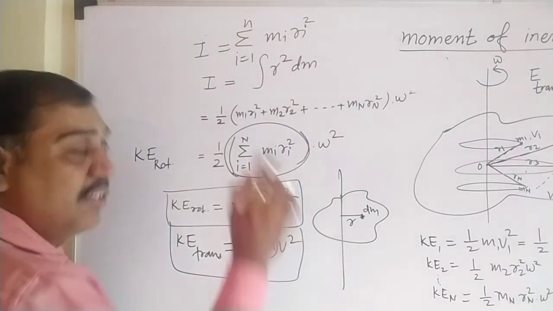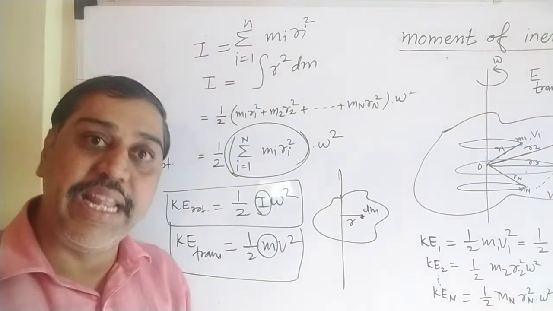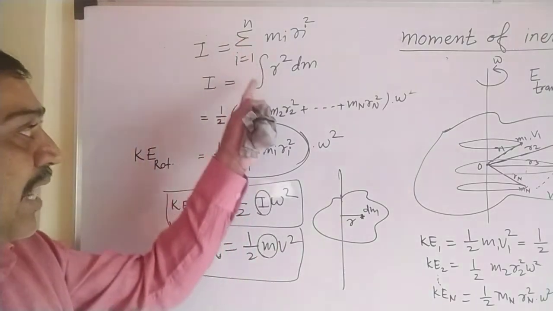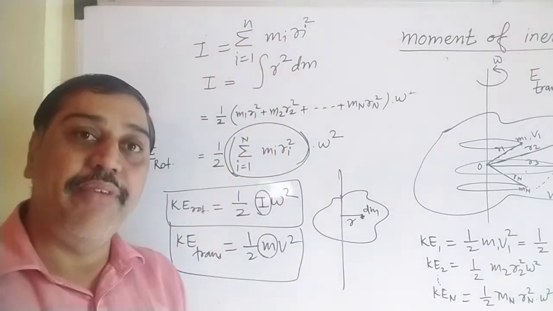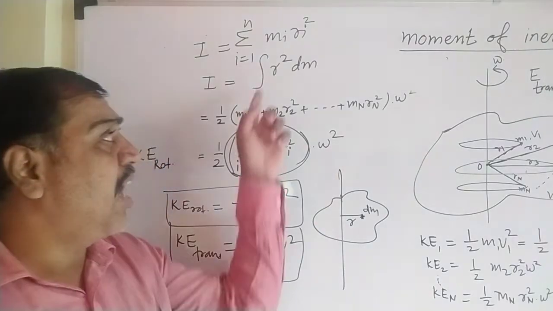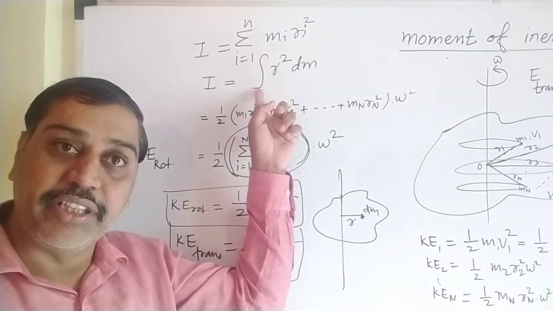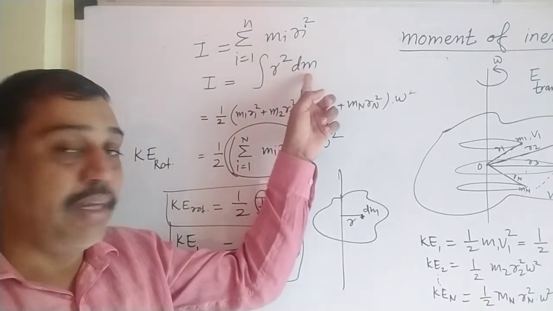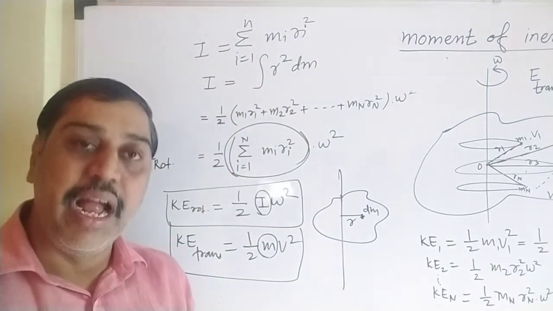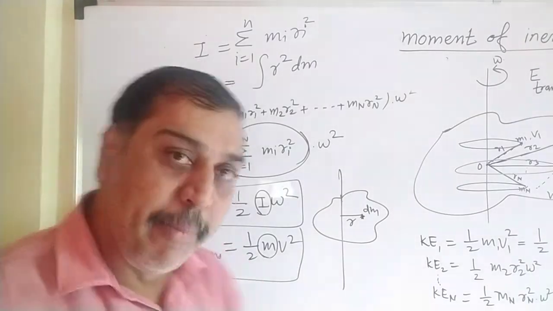What is the difference? Summation is used when we can identify different particles separately. That summation gets replaced by integration if the body is perfectly homogeneous and we can't identify different particles. Summation is replaced by integration, and mass mi is replaced by dm. r² remains the same, the unit remains the same, and its dimension also remains the same. So this is nothing but the moment of inertia.